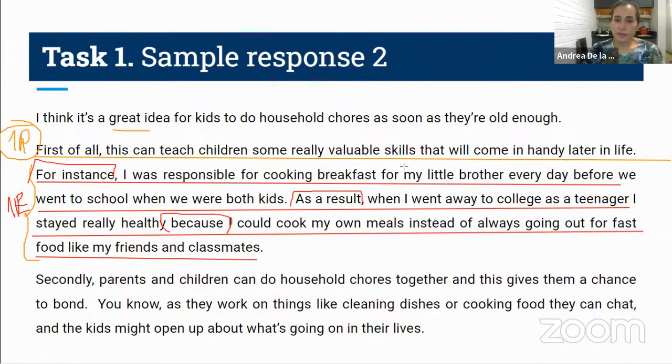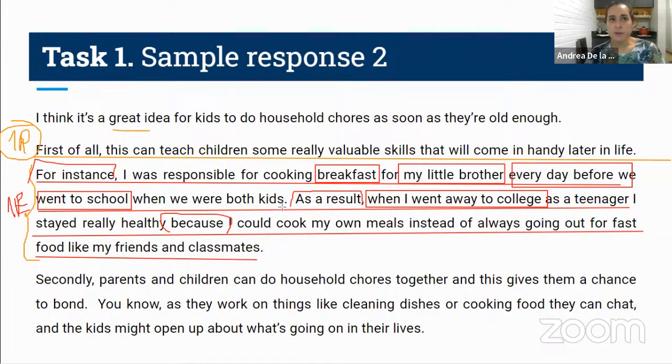When he says, my little brother, that's a detail, right? When he says breakfast, that's a detail. When he says every day before we went to school, that's a detail, right? When he says, when I went away to college, that's another detail. Why is that? What are those details? Because he could have easily just said, for instance, my parents taught me to cook, and that was helpful later in life. That could be an example, right?